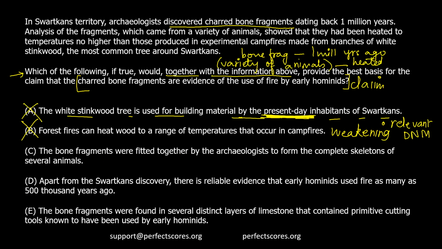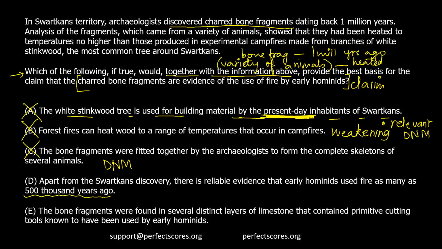Okay, C, the bone fragments were fitted together by the archaeologists to form complete skeletons of several animals. Does it even matter? No. Yeah, it looks irrelevant. Yes. So, because it doesn't matter whether they were taken separately or together.